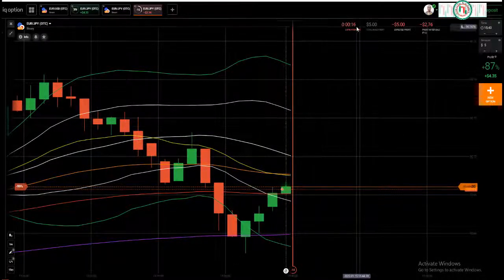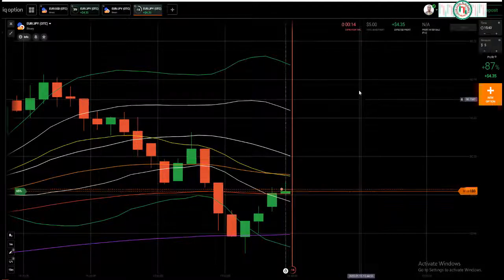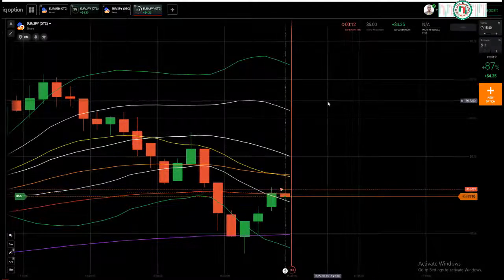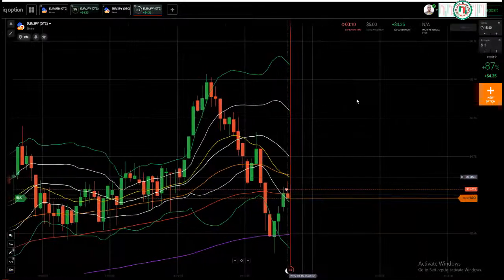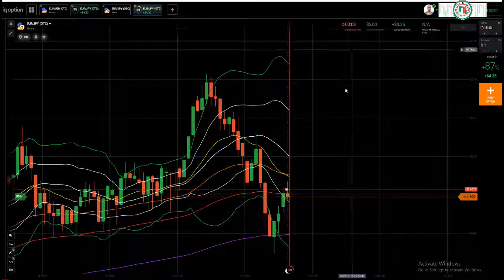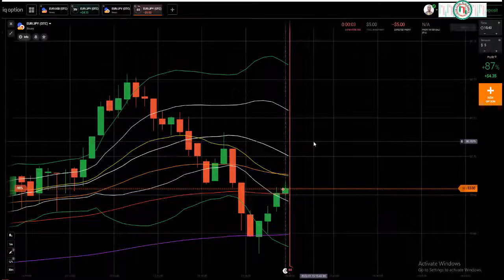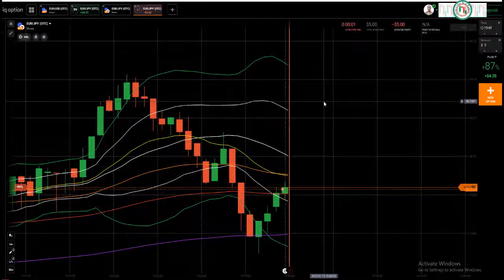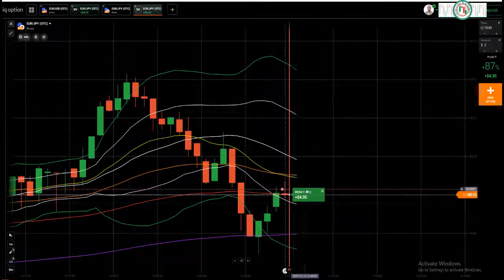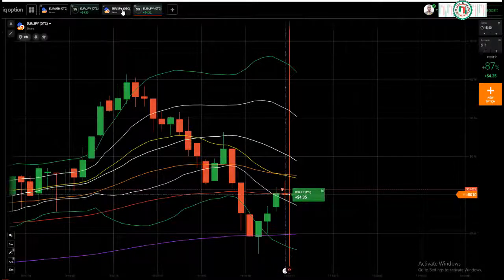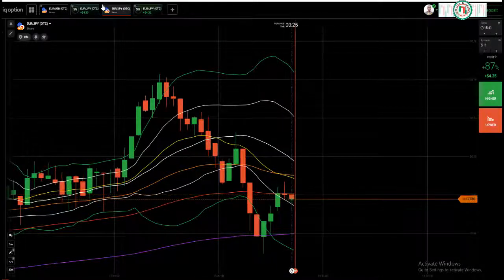Market is doing panic. We have 16 seconds. Maybe on the acceleration time market will come down. You see, market is doing panic. You see this is winning trade. I know definitely it will give me winning trade.